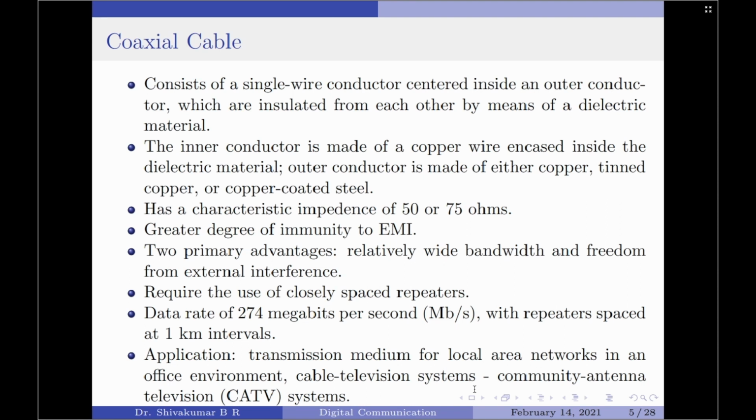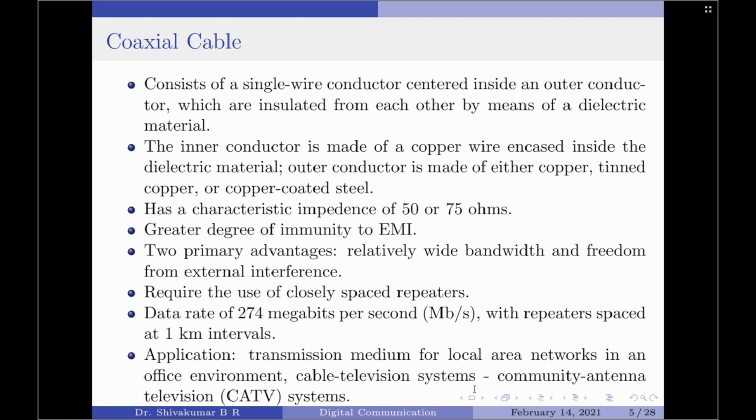Compared to a twisted pair cable, a coaxial cable offers a greater degree of immunity to electromagnetic interference. The two primary advantages of coaxial cables as a transmission medium are a relatively wide bandwidth and freedom from external interference. However, their operational characteristics require the use of closely spaced repeaters. Indeed, efficient digital transmission systems using coaxial cables have been built to operate at a data rate of 274 megabits per second with repeaters spaced at 1 kilometer intervals.